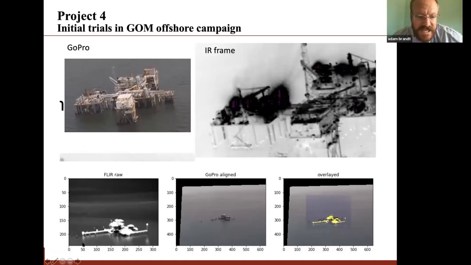Here's the IR image. And then Yulia already in like a week, because she's amazing, did all the trigonometric transformations and pixel alignment. So we can overlay these images, get their views to be the same and subtract the two, with the hope that we can see signals that are in the FLIR, but not in the visual image.